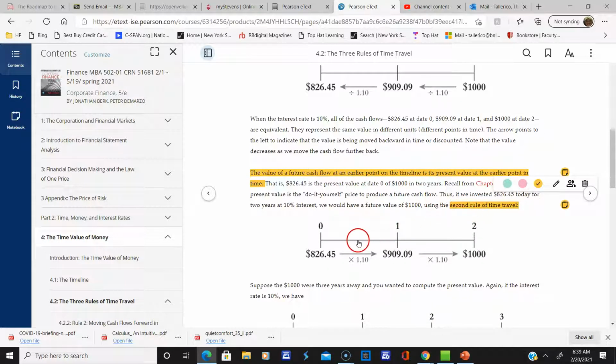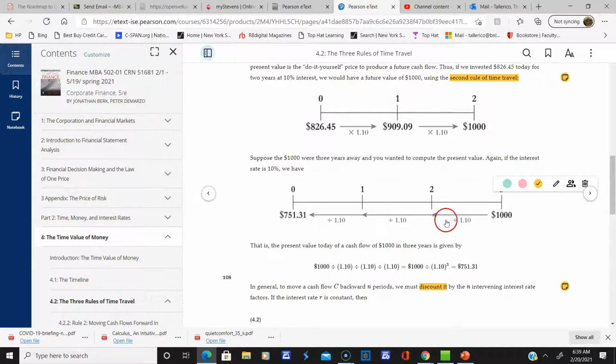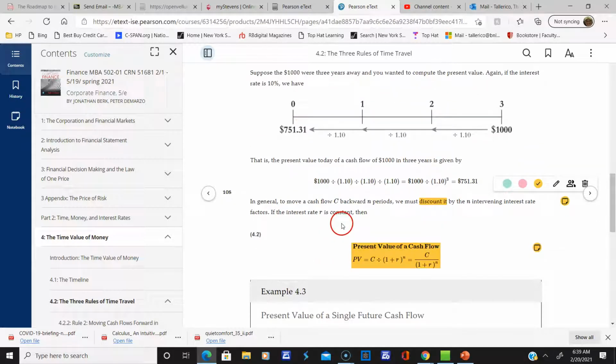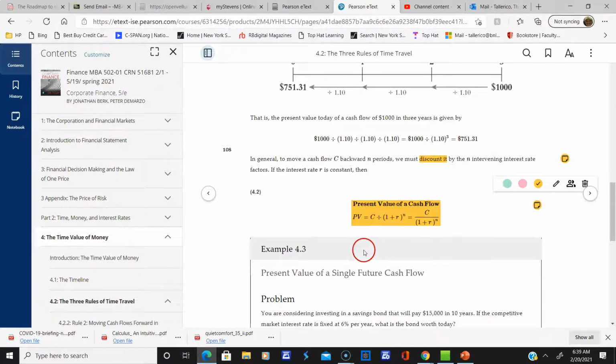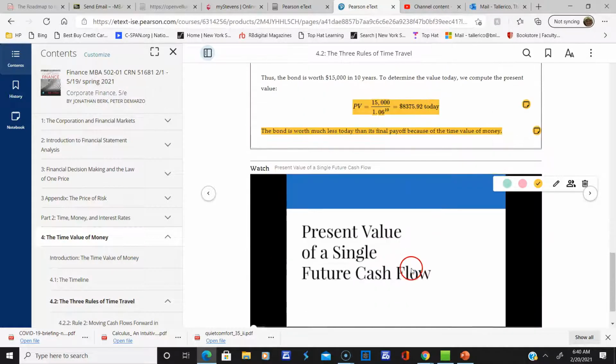So here was the second rule of time travel, right? And basically we're bringing everything back to the present. So here's $1,000 in the future at 10%. And what's the present value? And as you know, we can use Excel for this. So here's the present value of a cash flow. And there's a nice simple example here, which I think we may have gone over already, of the present value of a bond. If it's $15,000 in 10 years in the future, what would you pay for it? How much would you pay for that bond today?